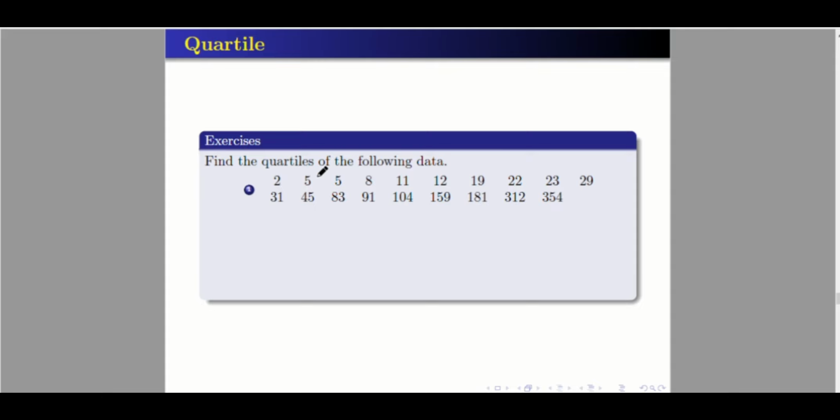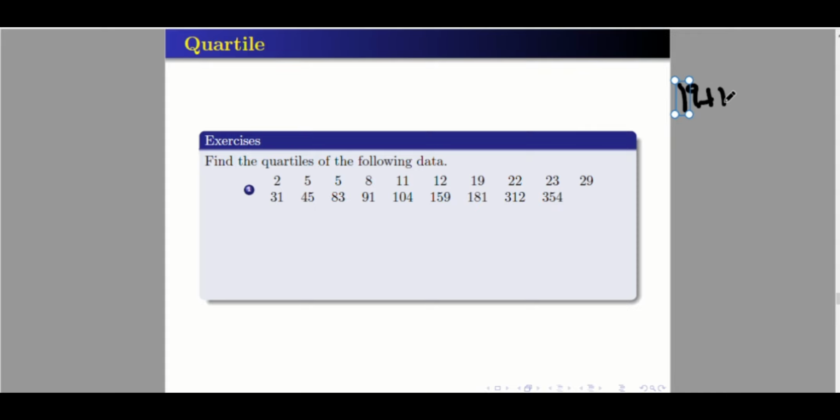So let's count: 1, 2, 3, 4, 5, 6, 7, 8, 9, 10 times 2, 20. So there's no value here, meaning there are 19. Okay, there are 19, what do you call this one? Set of data. So 19. So this is odd, meaning we have only one middle value.